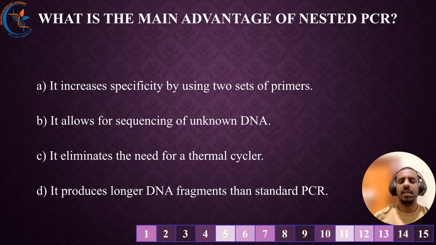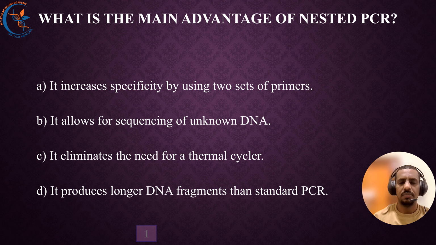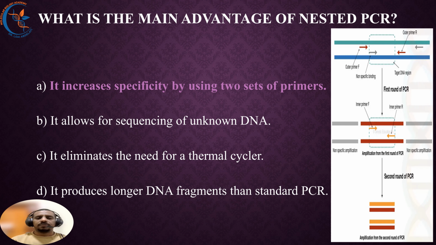Here is the nested and semi-nested PCR part. So let's see the first question here. What is the main advantage of nested PCR? The correct answer: it increases specificity by using two sets of primers.